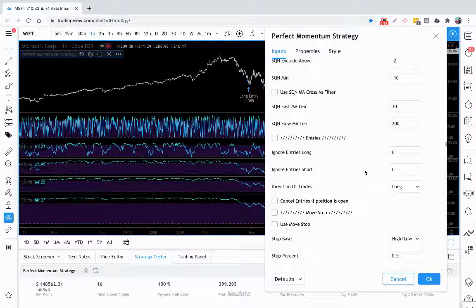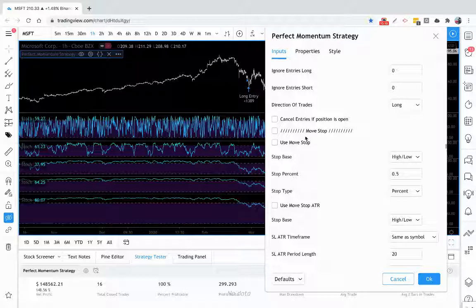Now, you also have the ability to delay your entries on longs or shorts, or your exits on longs or shorts, which is very important in momentum strategies. Sometimes they can stay oversold or overbought for a while. So this allows you to delay that and get even better entries and exits. You can specify if you want to take long trades only, short trades only, or both.